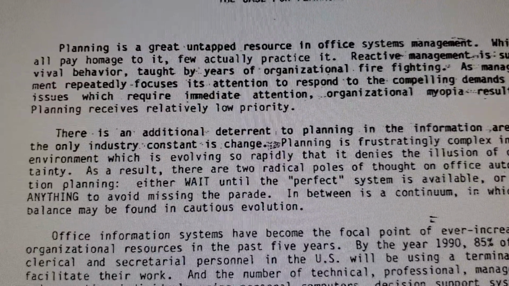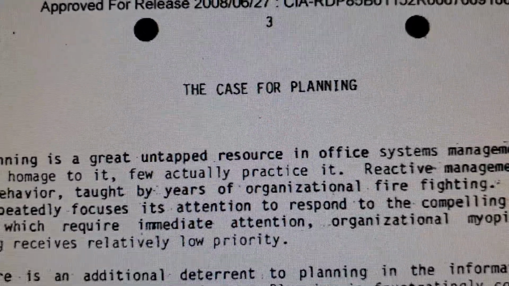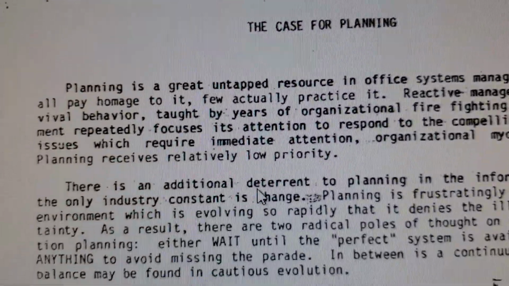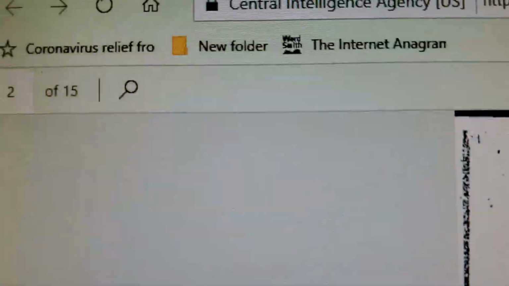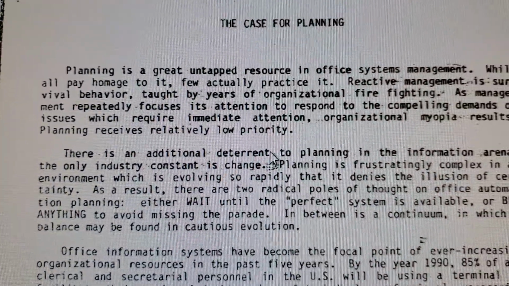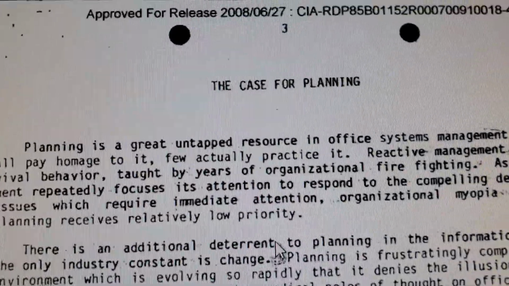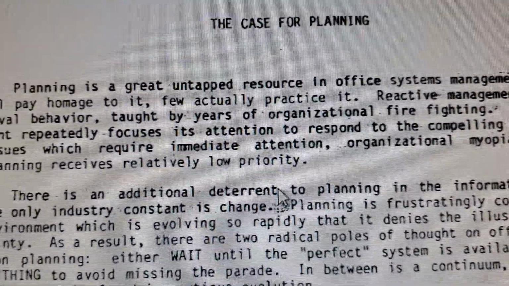So I'm just going to read this page. It's their page 3, although somehow it comes up as 2 on this document. But here I go. I'm just going to read this first page, and I'll start our next video later. So it says, a case for planning. That's a key word, I think, here, you guys.